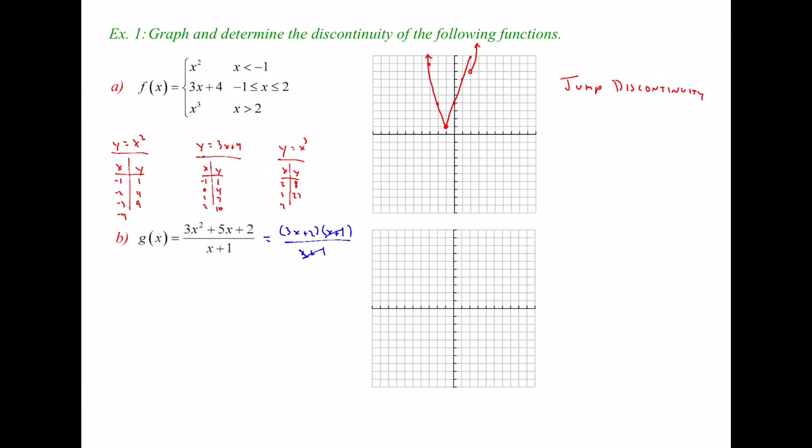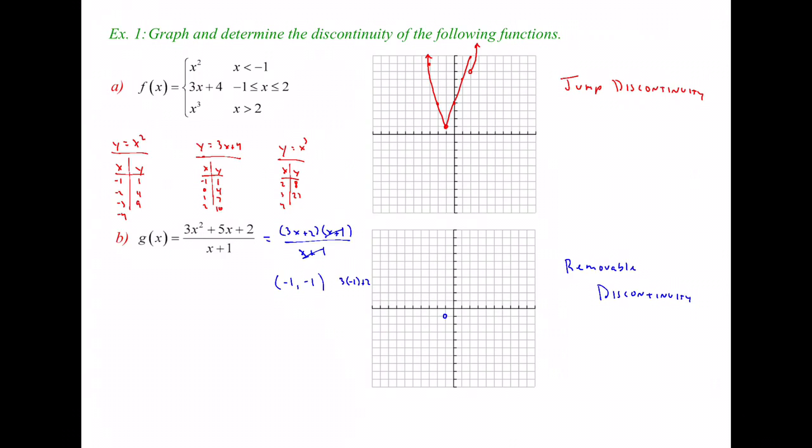So since the factors cancel, we know there's going to be a point of discontinuity, and that point of discontinuity is going to occur at -1 where it's undefined, and if you plug -1 back into the simplified version, you get -3 plus 2, which is -1. So at -1, -1, there's a break in the graph. There's a hole right there, a point of discontinuity. So we know that this is removable discontinuity.